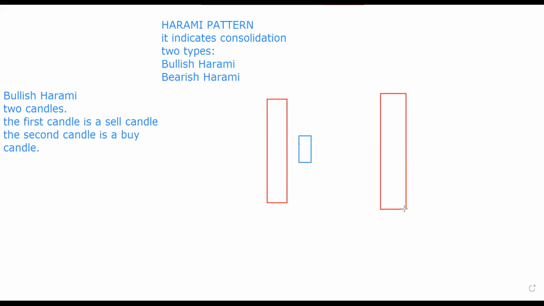The second one, it can form here. Okay, why can it form there? Because I'll tell you in a bit. This is a rule for a harami. For a harami, this is called the mother candle. That is a mother.